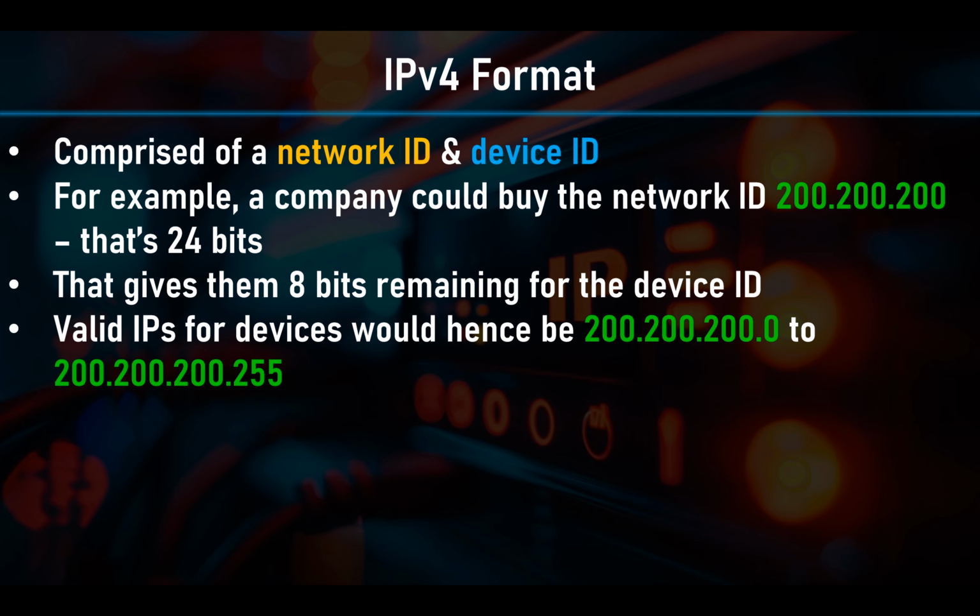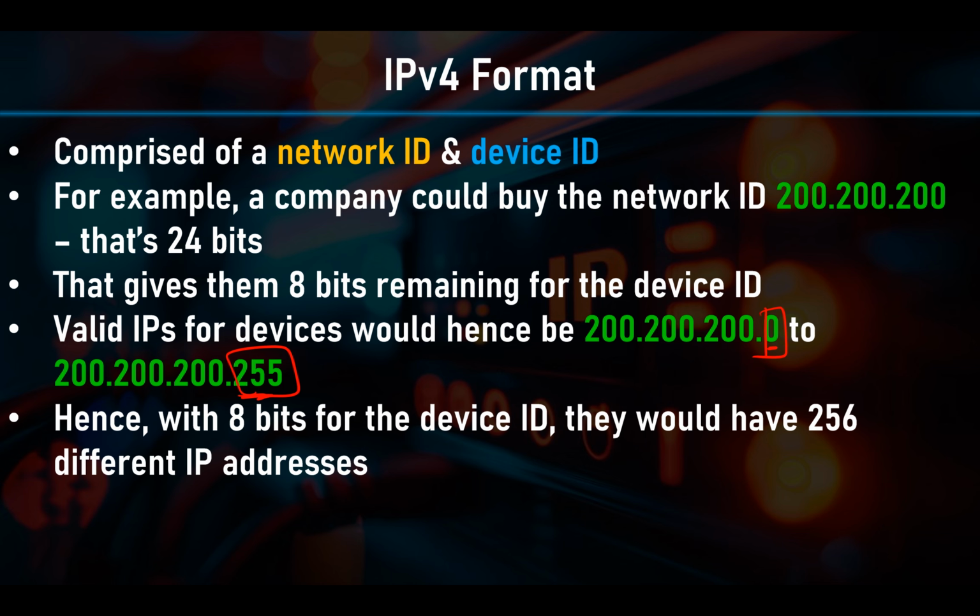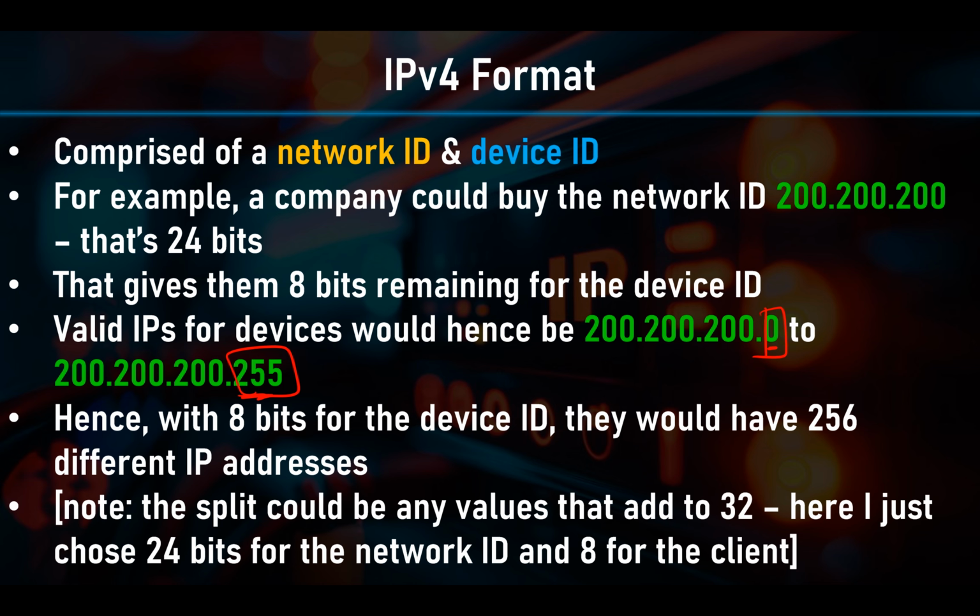So valid IDs for the device would be 200.200.200.0 through to 200.200.200.255, because each group can go from 0 to 255. Hence, with 8 bits for the device ID, or host ID, they would have 256 different host or device IDs available. The split can actually be any values that add to 32. Here I chose 24 bits for simplicity, although we could have, let's say, 17 bits for the network ID and 15 bits for the host ID, the device ID.